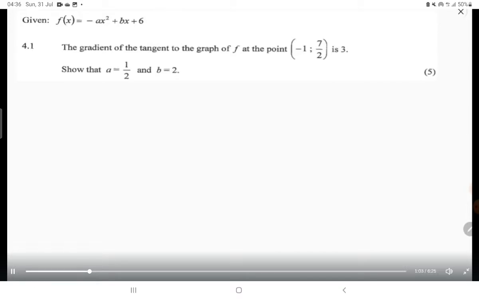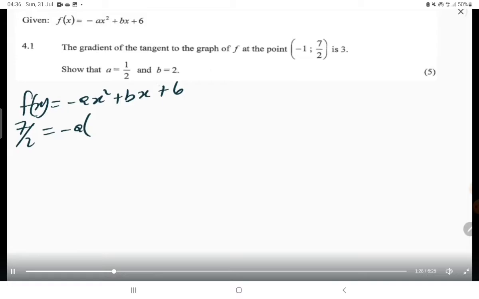So now what are we having? We have f of x is equal to negative a x squared, then plus bx, then plus 6. So let's try to substitute by that point. In the place of y, we're going to put 7 over 2, which means here we have 7 over 2. Then we have negative a. Then in the place of x, we're going to put negative 1, but it is being squared. Then plus b times negative 1, then plus 6.